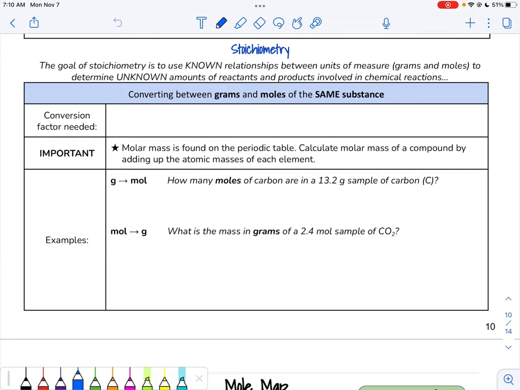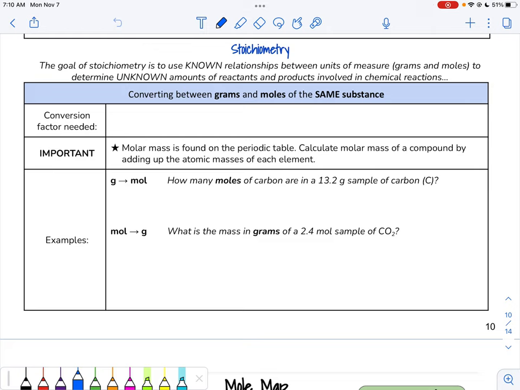So we looked at several examples in our gizmo that we did for how to convert between moles and mass and particles and mass. And so we're going to just gather all of our knowledge here in one place, take a couple of notes, do a couple of examples, so that way we're ready to really hit the ground running tomorrow when we put this into practice.